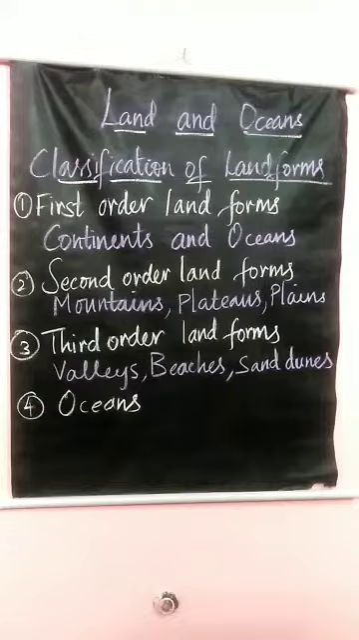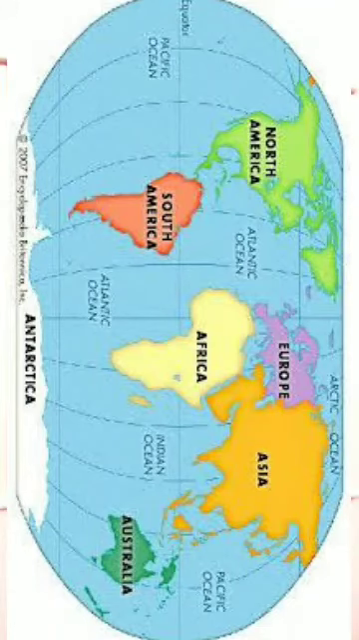Continents and oceans are grouped as first order landforms. The vast land masses on earth are called continents. What are called oceans? Huge water bodies are called oceans.